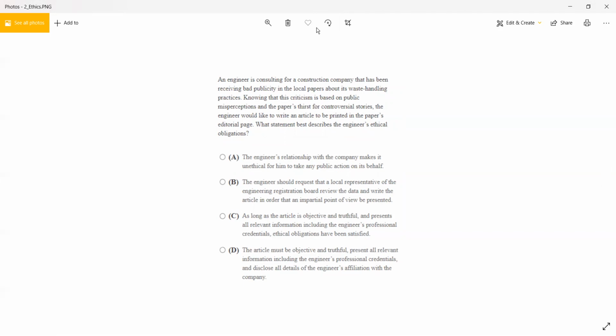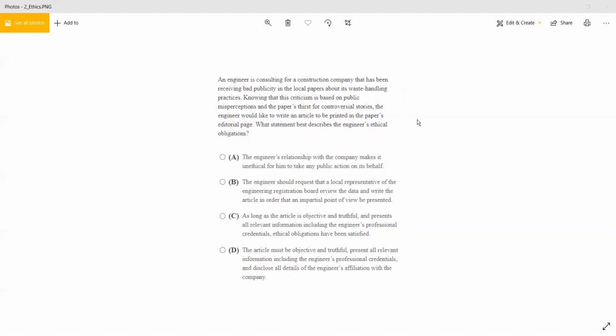All right, let's try this next one. Here we go. It's got the poll whenever you're ready. I'll read the problem. An engineer is consulting for a construction company that has been receiving bad publicity in the local papers about its waste handling practices. Knowing this criticism is based on public misinterpretations and the paper's thirst for controversial stories, the engineer would like to write an article to be printed in the paper's editorial page. What statement misdescribes their ethical obligations? A. The engineer's relationship with the company makes it unethical for him to take any public action on its behalf.